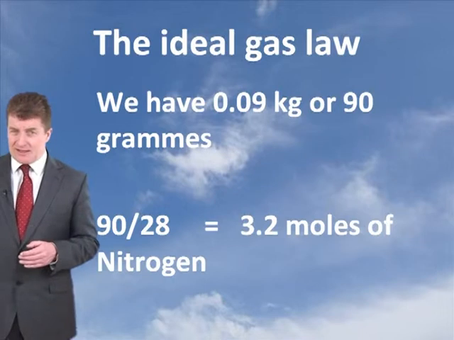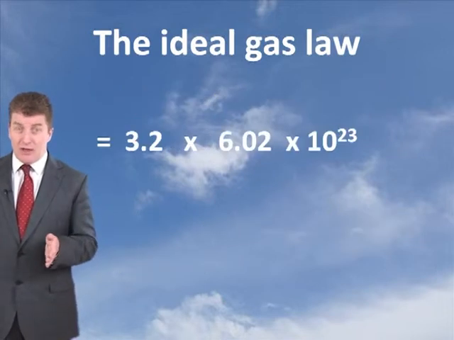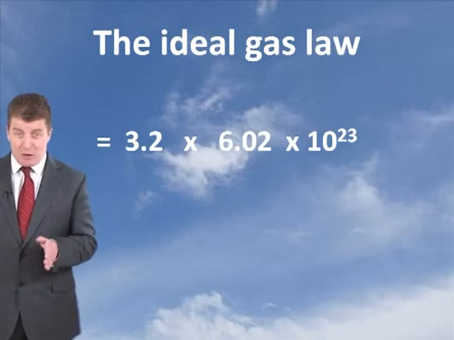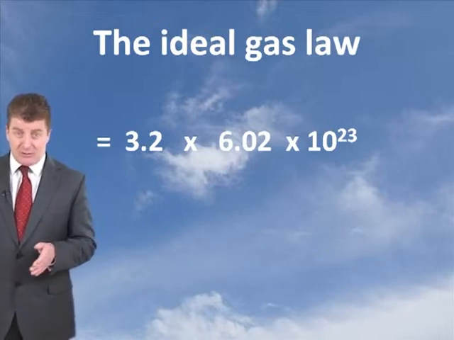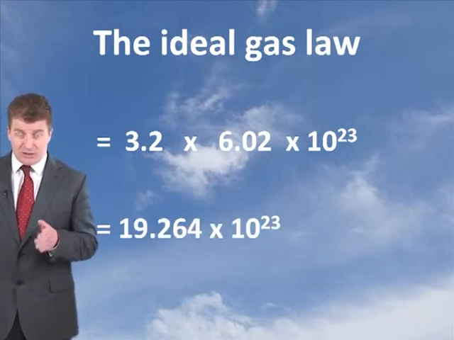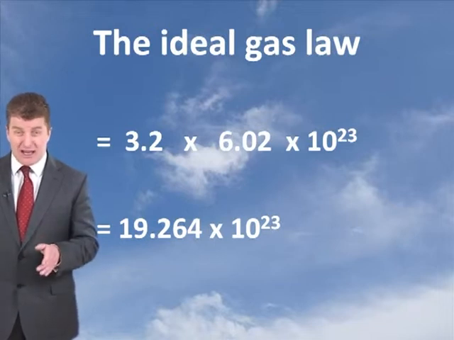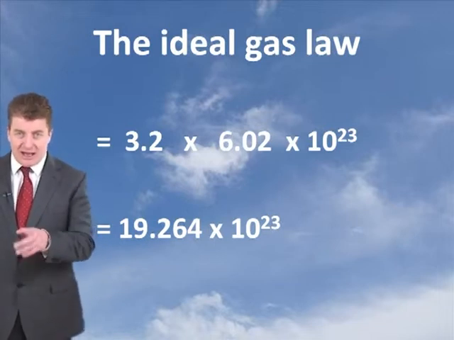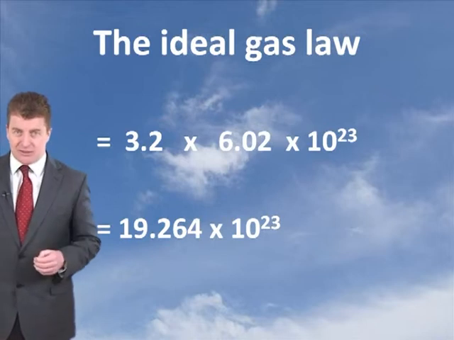The second part of the exercise is how many molecules. Well, we know that it's 6.02 times 10 to the 23 per mole. So you multiply that by 3.2, and it comes out at 19.264 times 10 to the 23 molecules of nitrogen in that flask. That's actual particles in there.